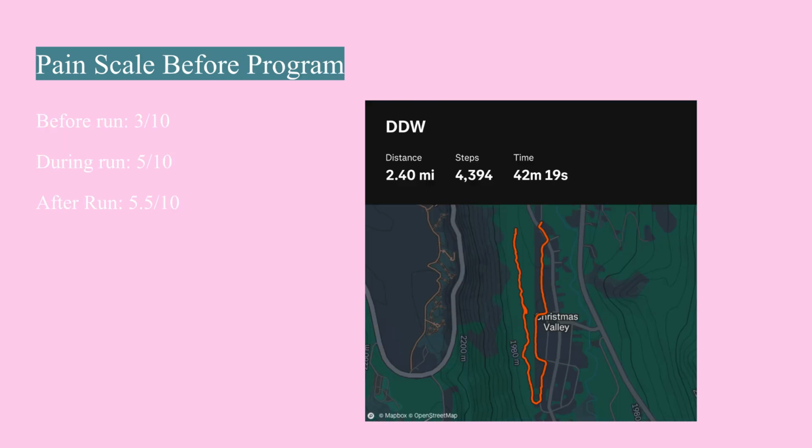The pain scale I'll be using is her pain scale before this program and after this program. I will be determining this by her running. Before this program, she would average a 3 out of 10 pain in her ankles before her runs, a 5 out of 10 pain during her runs, and after her runs, a 5.5 out of 10. This caused her to not even be able to run. Most of the time she would walk, causing her to have a really slow time, and she really just wanted to improve it and get back to running pain-free.